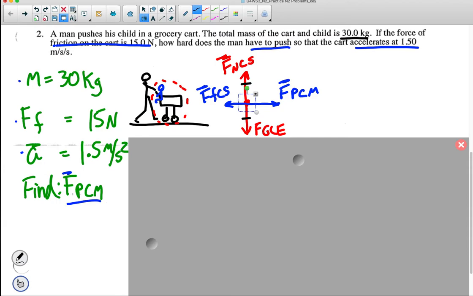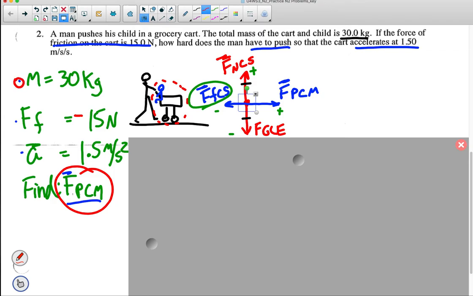Now, in the given information, they told us the force of friction was 15 newtons. I'm going to make up positive into the right positive, so that force of friction must be negative. So I'm going to have to change in my given information that force of friction is a negative 15 newtons. At this point, is this really about the vertical forces or the horizontal forces? It's more about the horizontal forces. So if I want to find the force of push on the man by the cart, I'm going to have to know what the sum of those 2 forces are.